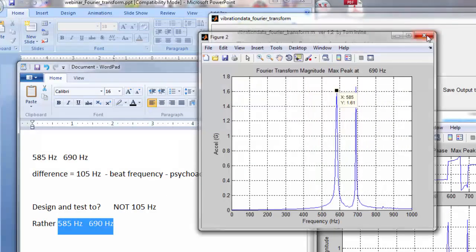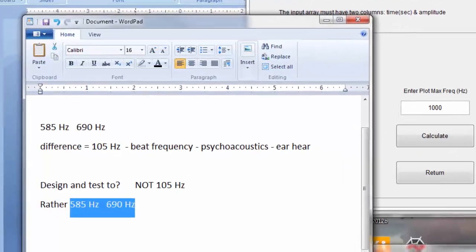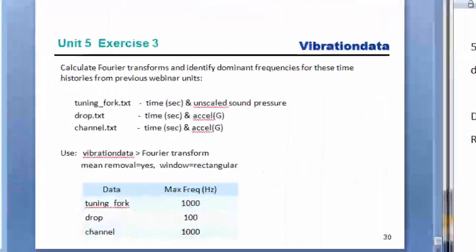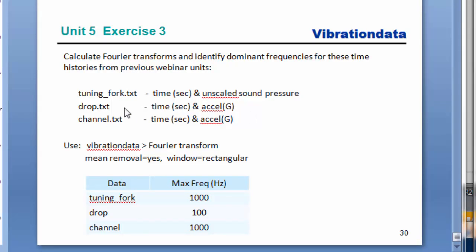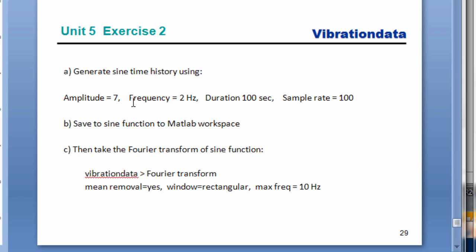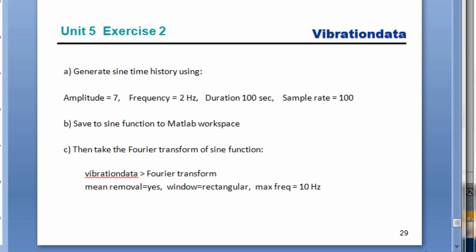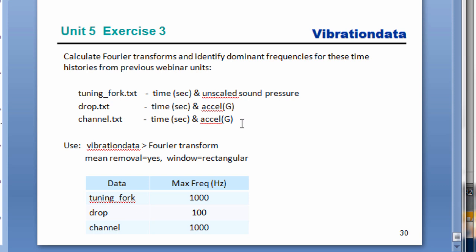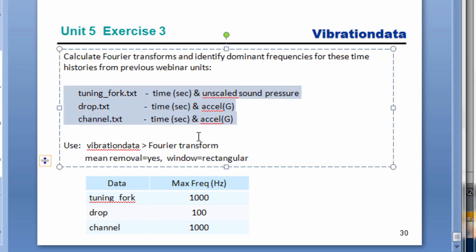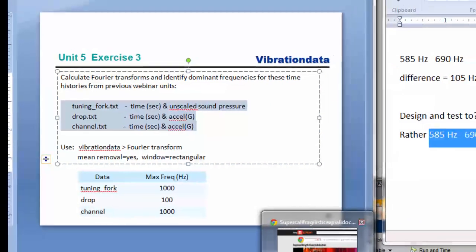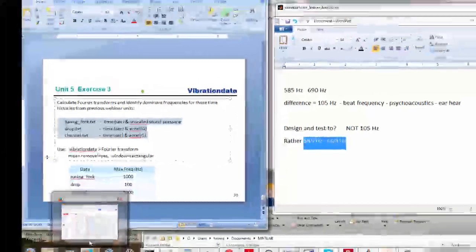Okay, that's probably enough about beat frequencies. So what I'd like you to do for your homework exercises is go through these exercises yourself, back up to the previous slide and generate your own sine function. If you want to change the parameters, you can, or just use those ones. And then take the Fourier transform of your pure sine function. Then after you've done that, go back to these familiar files and download them and take the Fourier transforms of those as well.